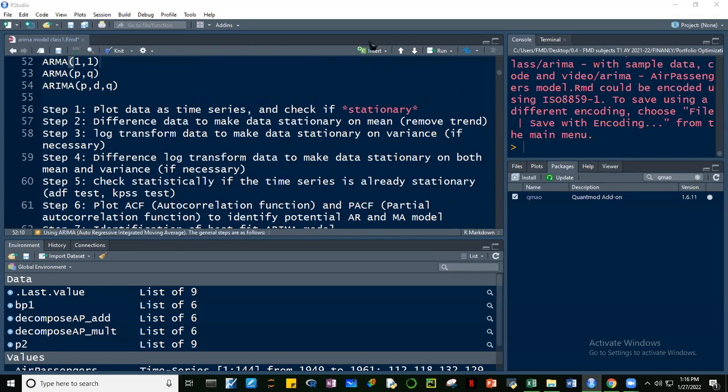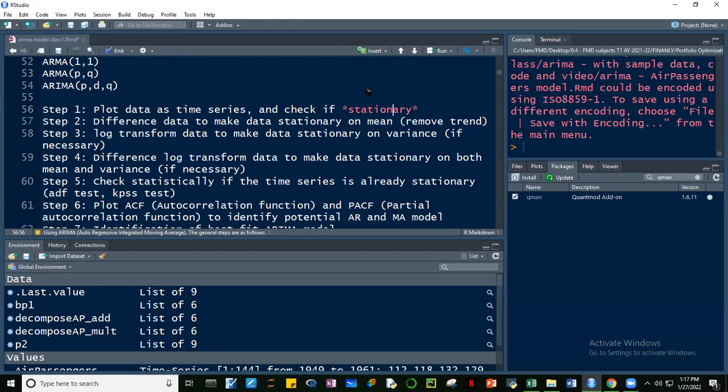Okay, plot the data and check the stationarity of the data. Check if the data is stationary. I'll explain in a while ano ibig sabihin ng stationary. Kailangan, guys, yung data natin stationary, kasi hindi natin pwede magamit yung Box-Jenkins model, yung ARIMA process, kung hindi stationary yung data.